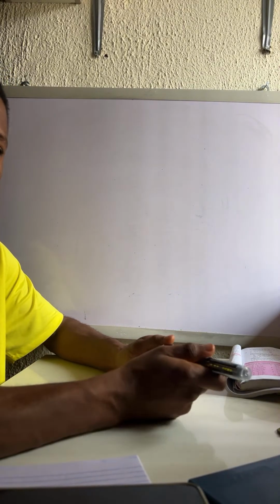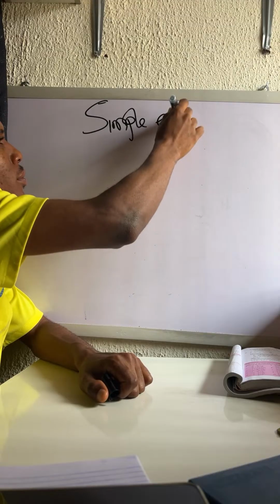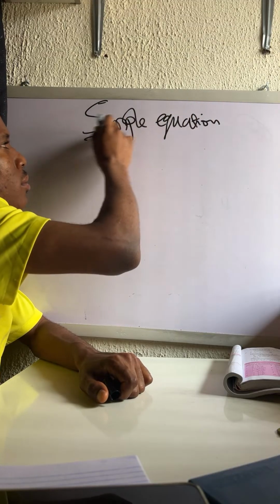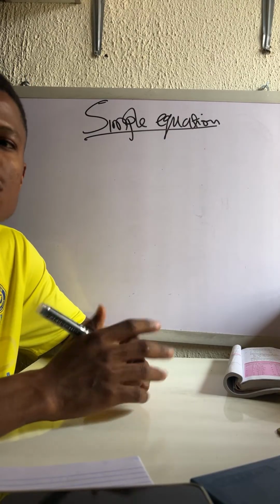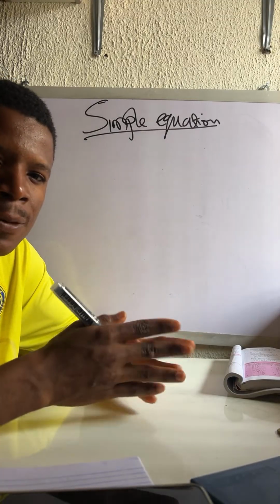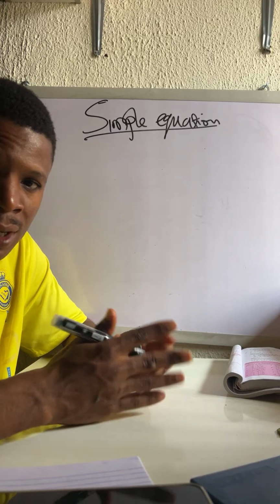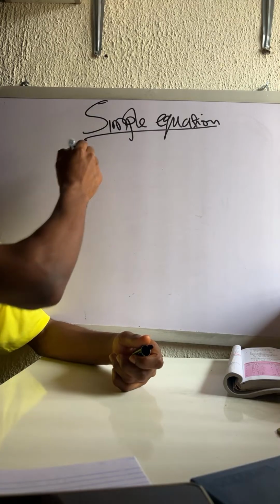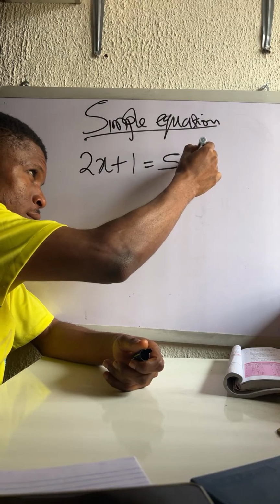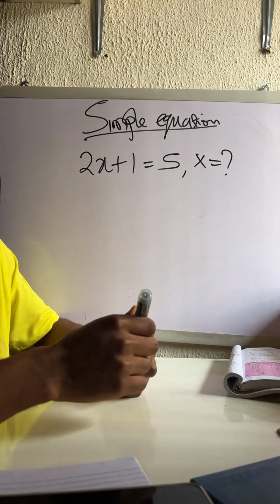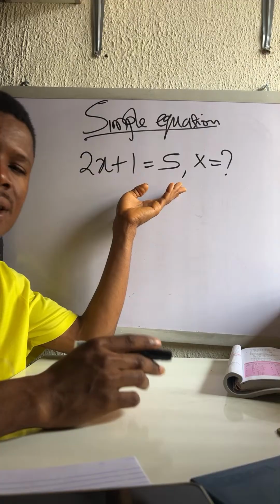So let's start. Today we'll be looking at how to solve simple equations. To solve a simple equation is very, very easy because our goal here is to find the value of the unknown. Let's take, for instance, we are told that 2x plus 1 is equal to 5. We are trying to find x. At this point, we are trying to know the value of x that can actually satisfy the given equation.